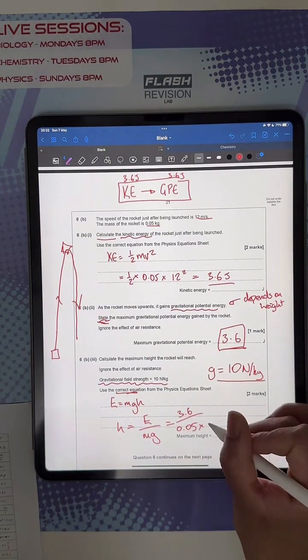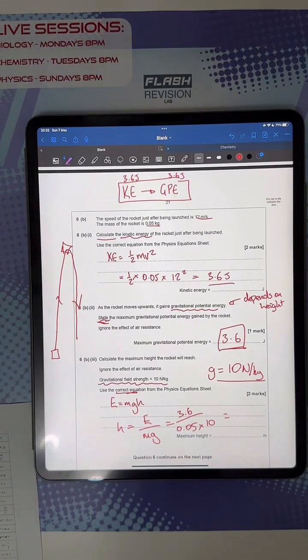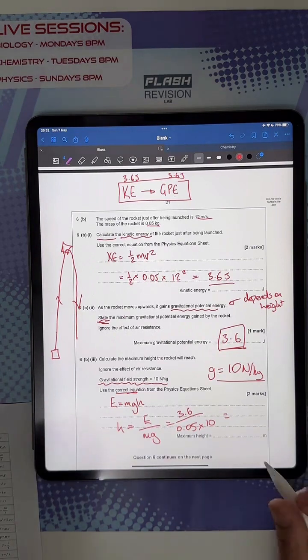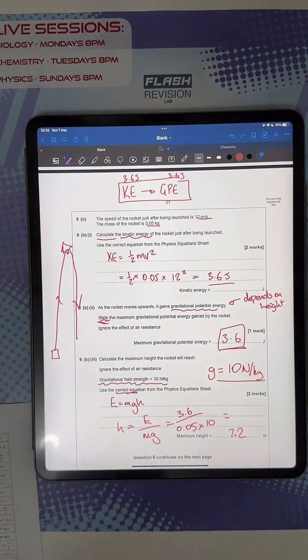Here they've told us it's 10, so we'll use 10. But in the mark scheme it says if you use 9.8, it's fine as well. So you would get marks for both. What does this give? Can anyone calculate it? 7.2. Thank you, guys. So it would end up going to 7.2 meters.